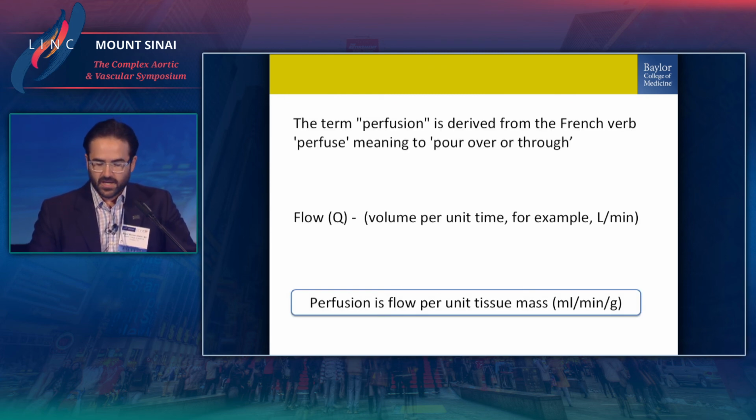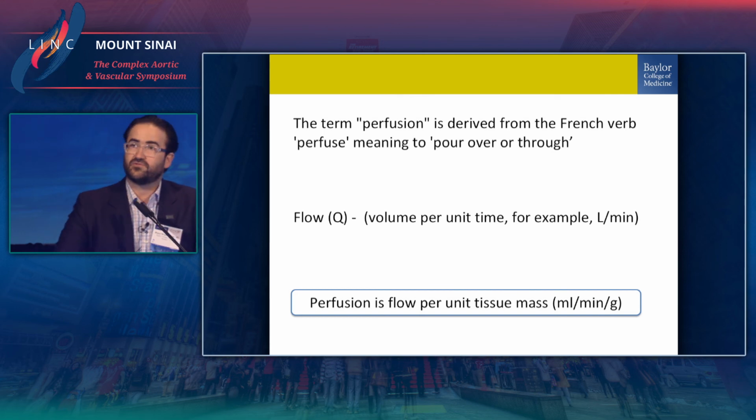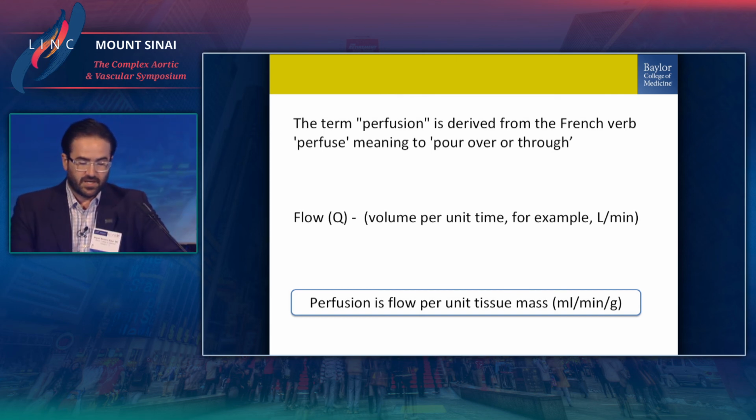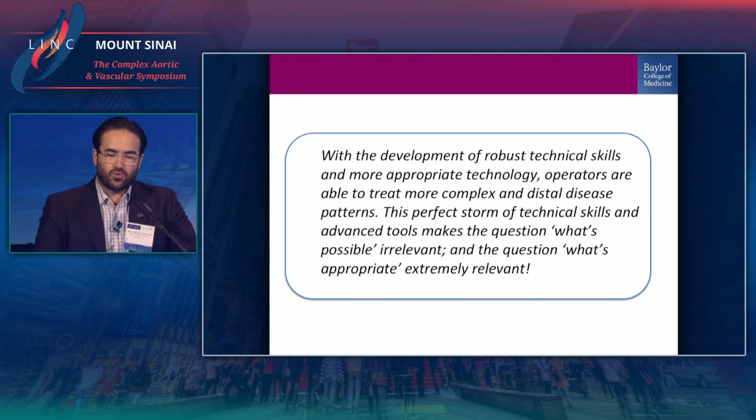Now, the term perfusion is derived from the French verb perfuse, and it means to pour over or through. And it's really flow. When you look at it, it should be a volume per unit of time, like, for example, liters per minute. That's flow, but perfusion really should be milliliters per minute per gram. And so why is that important?